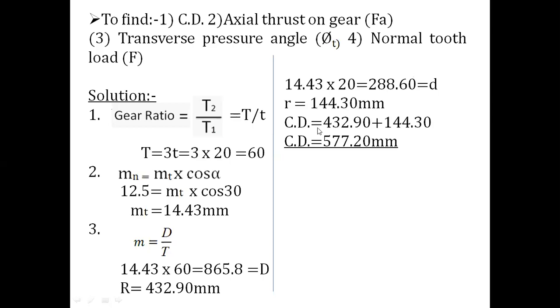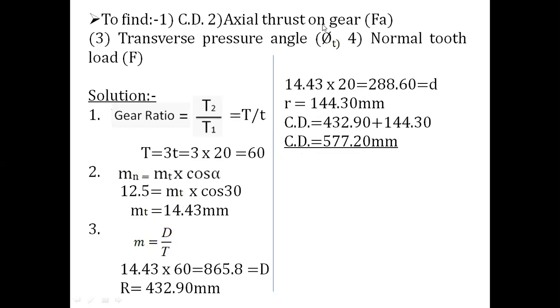144.30 mm. So center distance is equal to small r plus capital R. Center distance is the addition of this, we are getting the value of center distance is 577.20 mm. This is our answer for the first question, center distance.